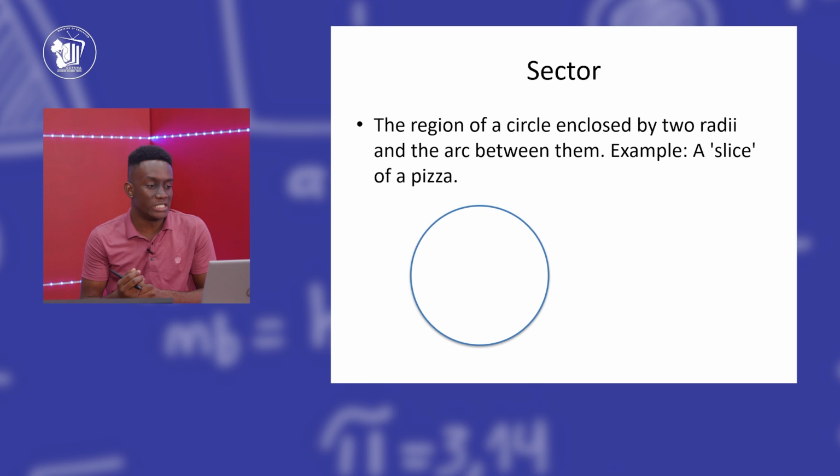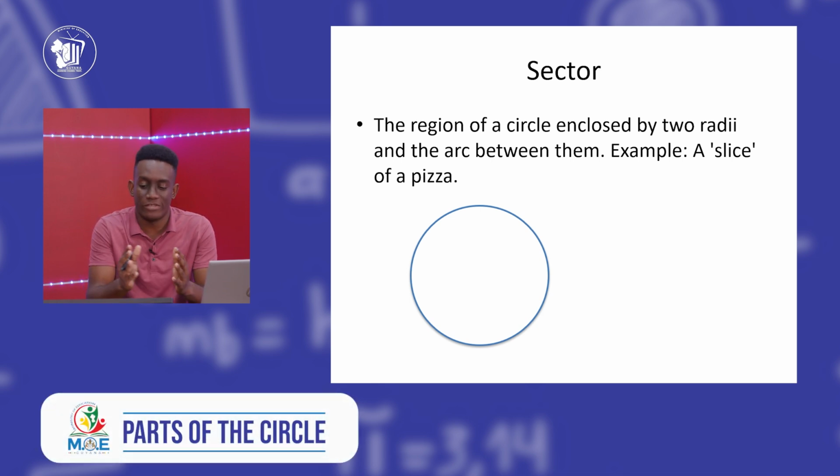So the next thing we want to deal with is the sector. So the sector of the circle is defined as the region enclosed by 2 radii and the arc between them.